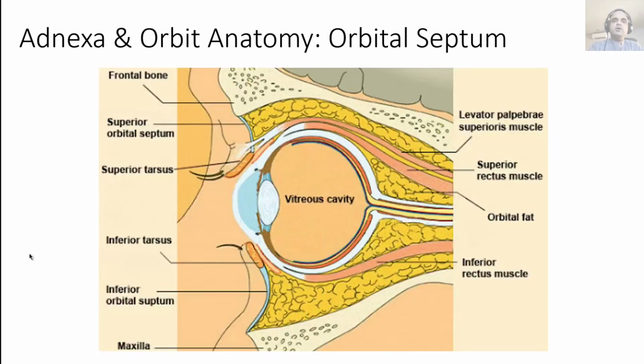This is another view of the orbit and the orbital septum, and this one is also showing you the contents of the orbit. We'll just have a cursory look at the contents of the orbit before moving on.